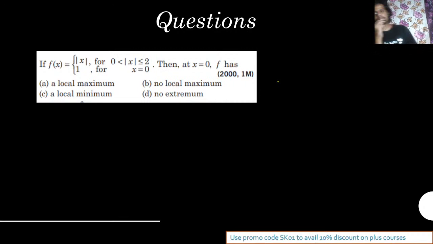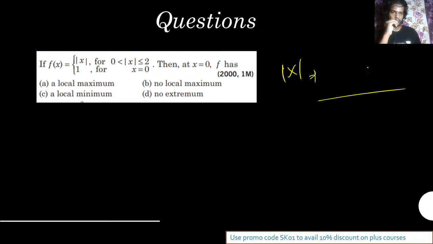So f(x) equals mod x. Fine. So try to understand what the graph of mod x looks like. Graph of mod x looks like this. Again, I have repetitively said that it's not necessary that for a maximum or minimum to exist, the graph has to be differentiable. For example, look at this point at x equal to 0. The graph is not differentiable, still it has a minima.